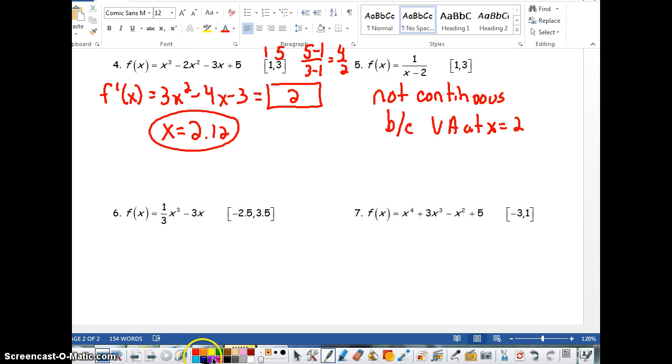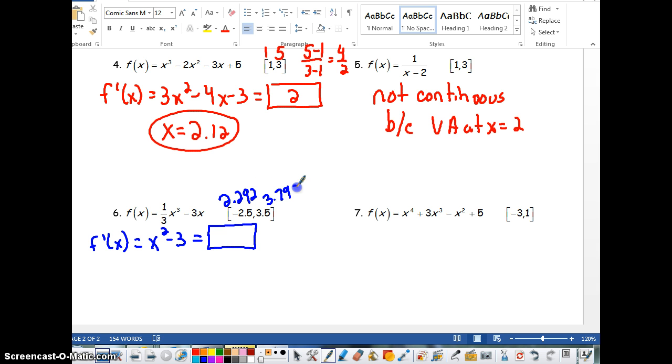All right, number 6, we're going to do the same exact thing here. First, I'm going to take my derivative, so f prime of x is going to equal 3 times 1/3, which is just 1, so it's really just x squared, and then minus 3. Again, I'm going to set that equal to my slope. What slope am I talking about? My start x value, negative 2.5, and my other x value, 3.5, the end value. Take those two, plug them into the original. When you plug in negative 2.5, you're going to end up with 2.292. You take 3.5 and plug it in, you get 3.792.